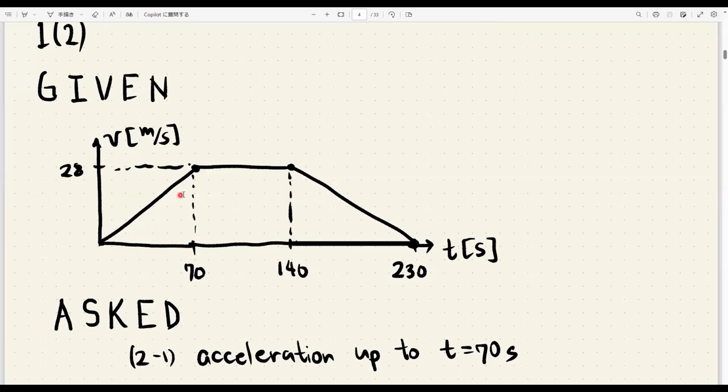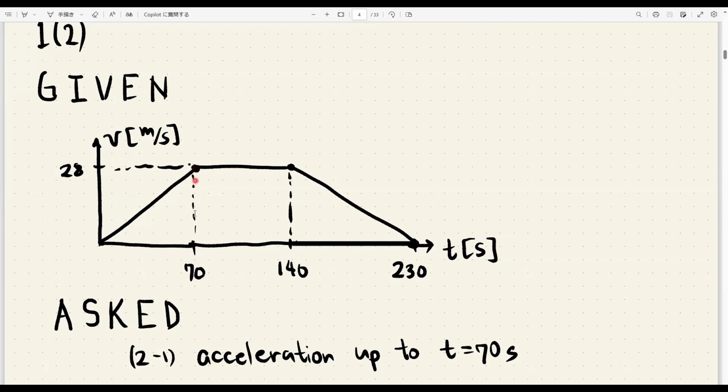We are given this velocity-time graph. On the vertical axis is the velocity at any given time, and that time is on the horizontal axis. So if we look at this graph, it just shows us that at the beginning here at time 0, the velocity is also 0, and it just constantly goes up. It's linear, so the velocity goes up at a constant rate until it reaches 28 meters per second.